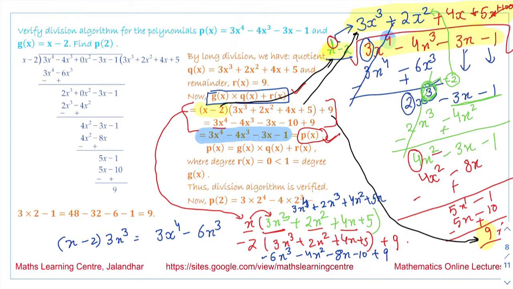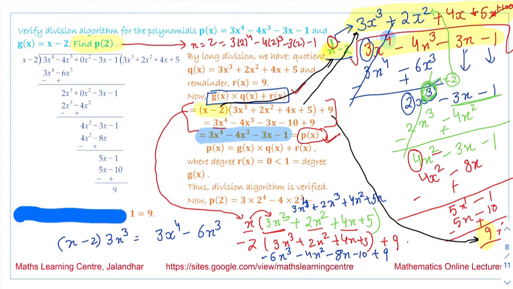Second thing we have to do in this question is find the value of p of 2. So to find the value of p of 2, we just have to substitute x equal to 2 in this equation. So it will become 3 into 2 raised to the power 4 minus 4 into 2 raised to the power 3 minus 3 into 2 minus 1. When you solve this value, you will get the final answer, which is 9.